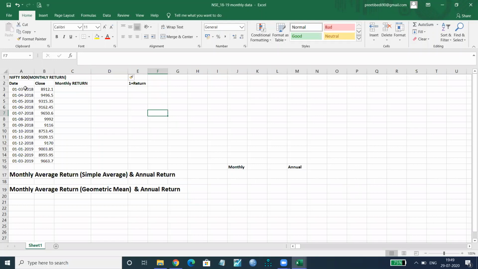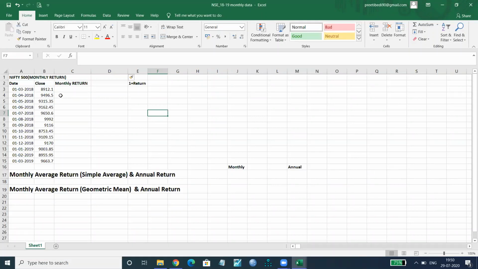So now I have the Nifty 500 monthly return data over here, which I have downloaded from Yahoo Finance India. And you can see the monthly data for the financial year 18-19. Deliberately, I have inserted one more month of data over here, that is 1st March 2018, so as to calculate the monthly return on 1st April 2018.